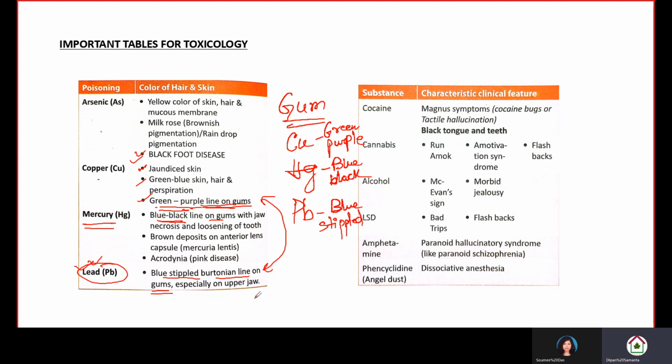The Burtonian line is on gums, especially on the upper jaw. So this gum lining due to poisoning is very important; you need to differentiate this. A brown deposit on the anterior lens occurs in mercury. Acrodynia, pink disease, occurs in mercury only.